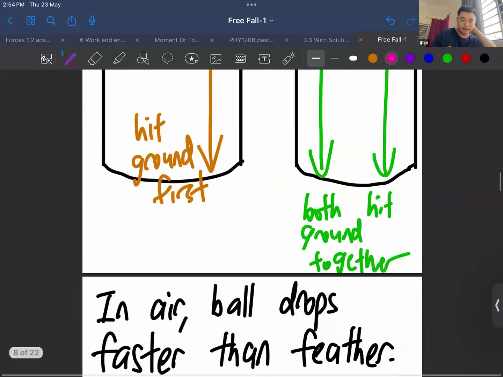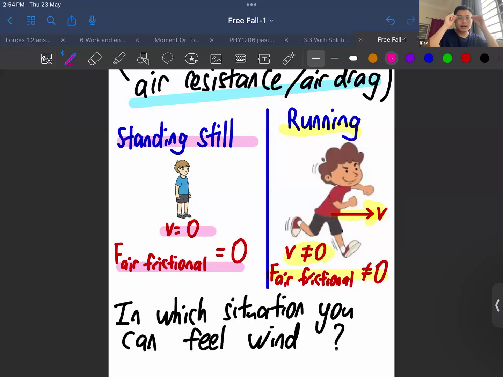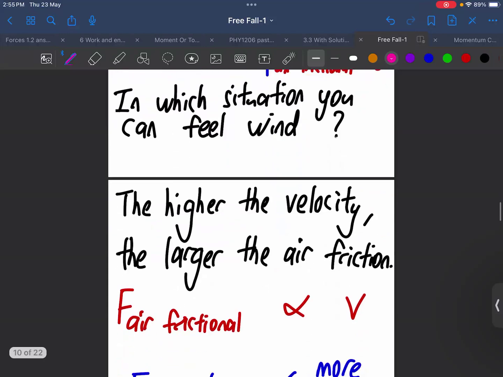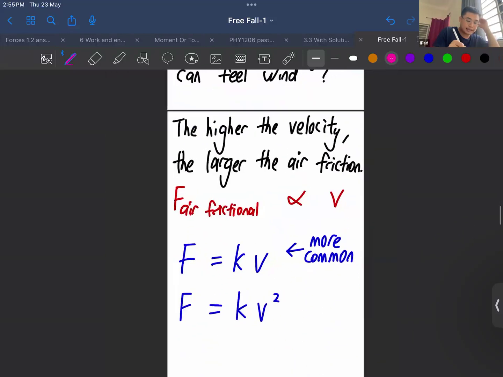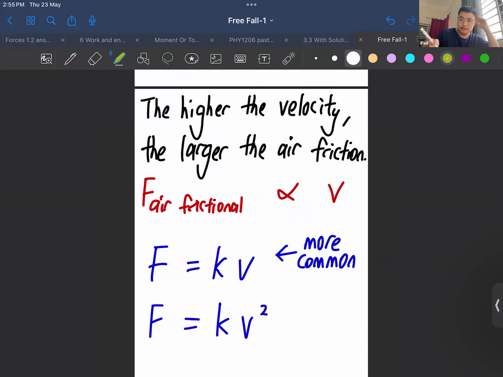Do you still remember the concept that the faster you are moving, the larger the frictional force? Do you agree? Because the faster you run, the greater the wind blowing through your face. So now we understand that the higher the velocity, the larger the friction. So I can say that air friction force is directly proportional to the speed.